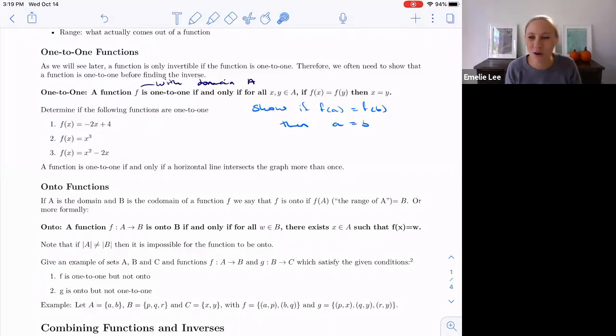I'm stating falsities. If a horizontal line. How do I fix this? It shouldn't intersect it more than once, but I've got this complicated statement. A function is one-to-one if and only if a horizontal line intersects the graph no more than once. It's important. Yikes. Of all the words to skip, that's the one I chose.